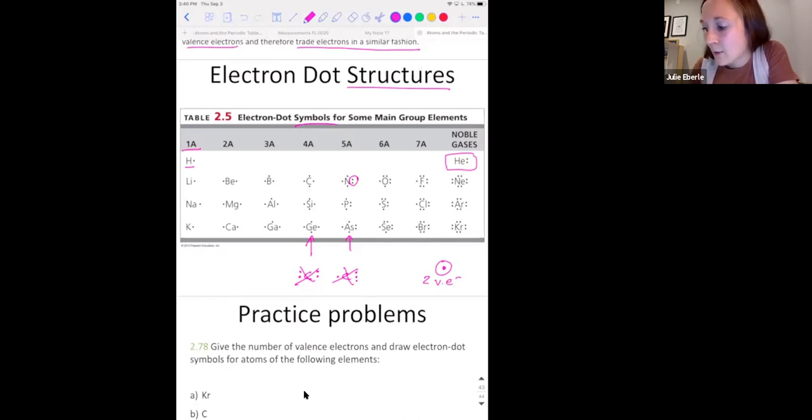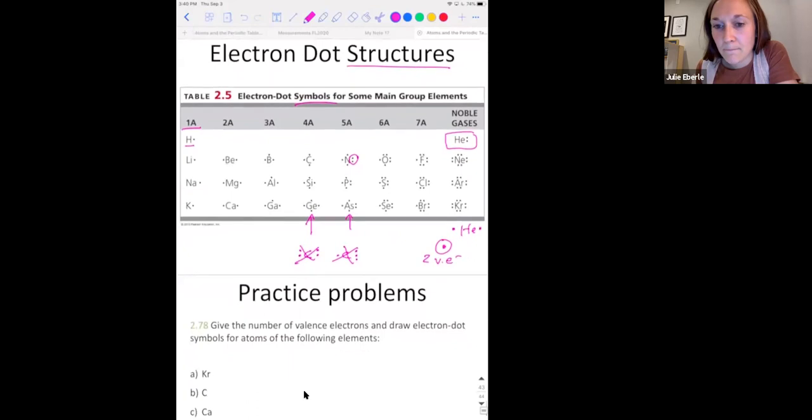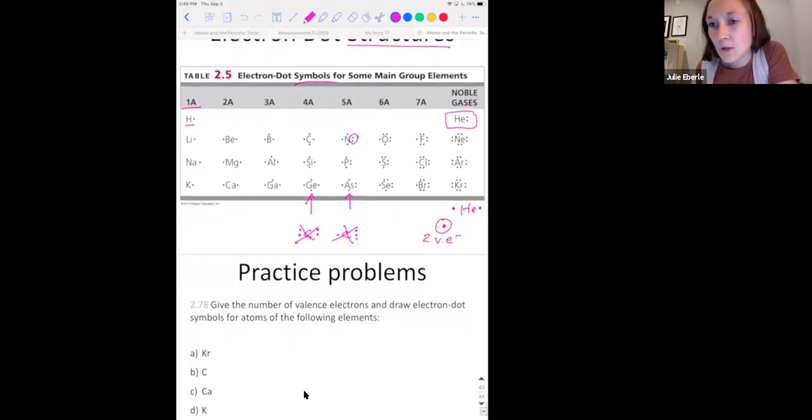And I would argue with how they drew it. I don't like the way they drew it. I would draw helium like this, 1 dot on each side. They're breaking their own rules. All right. Questions on electron dot structures?